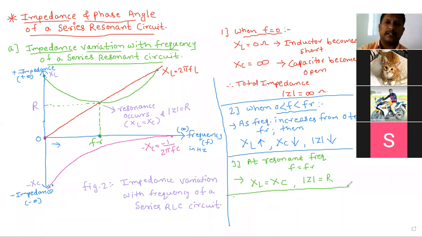Now next, fourth point, when frequency is greater than fr but less than infinite. So at that point what we can say: XL still increases, right? XC decreases, and total Z increases. Okay, so this concept we have to understand.